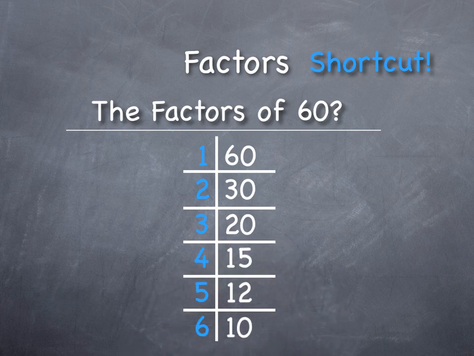But then I keep going. What about 7? No, 7 doesn't go in. 8? No. 9? No. 10? Yes. But if you notice, I already have the number 10. When I get to a number that I've already written on the right side, that means I have listed all the factors of that number.